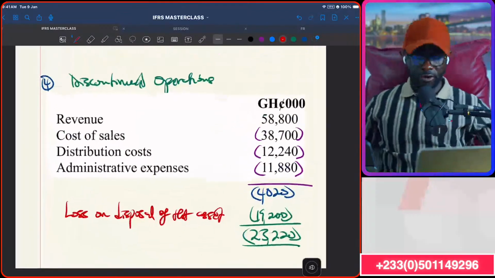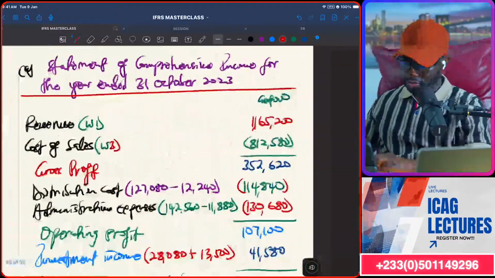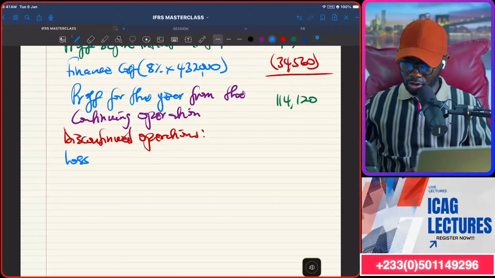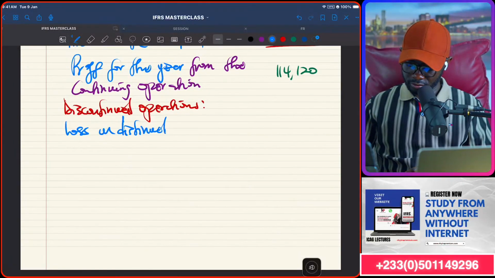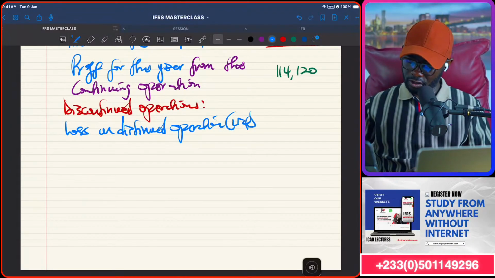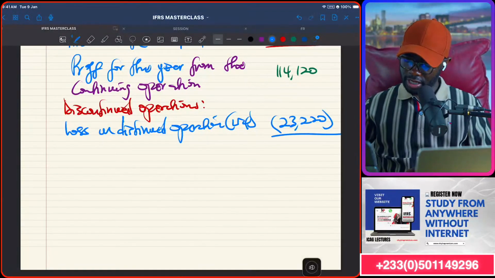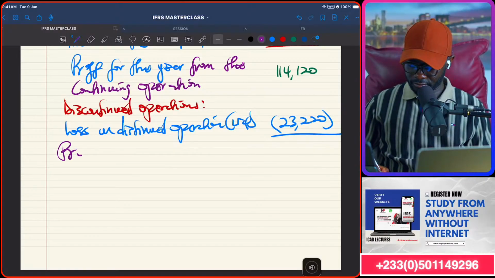Yeah, working 4. We got a loss of 23,220. So loss on discontinued operation, working 4, 23,220, and that gives us the profit for the year.